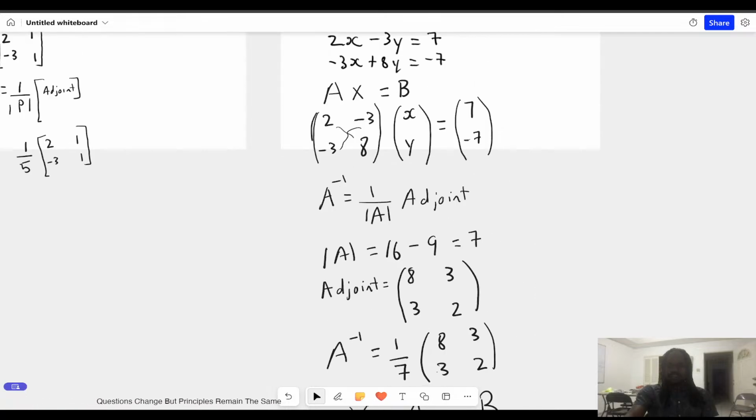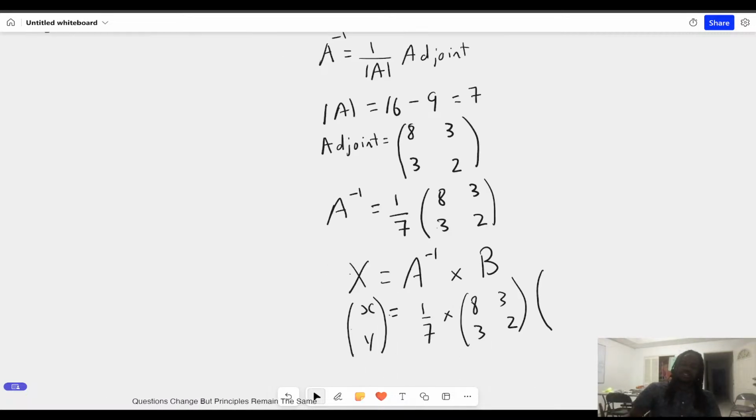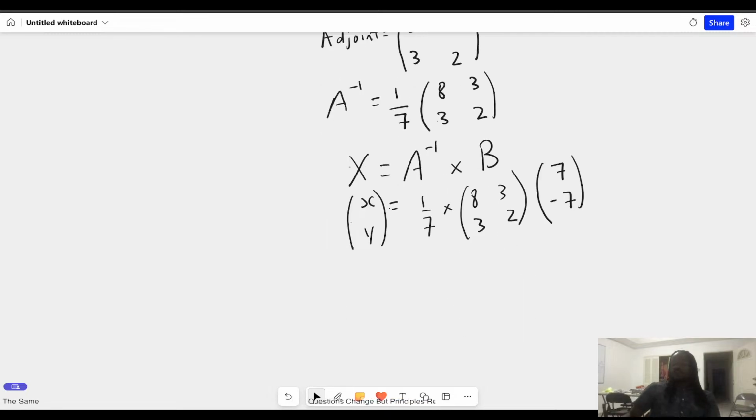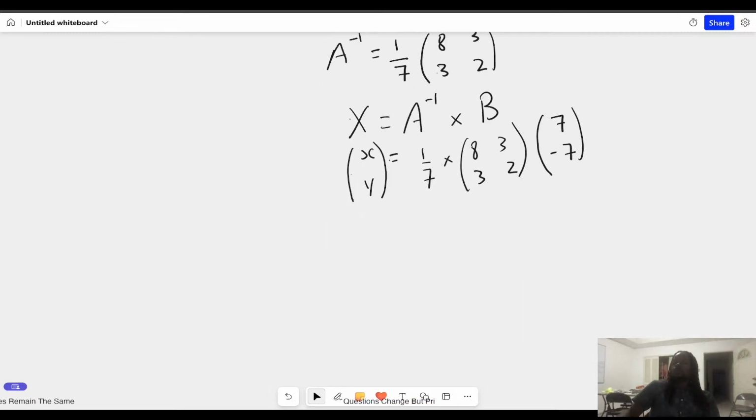What is B? B are the 2 answers. And what are those 2 answers? 7 and negative 7. Alright, people, you should know how to multiply now, because we have done work based on multiplication.